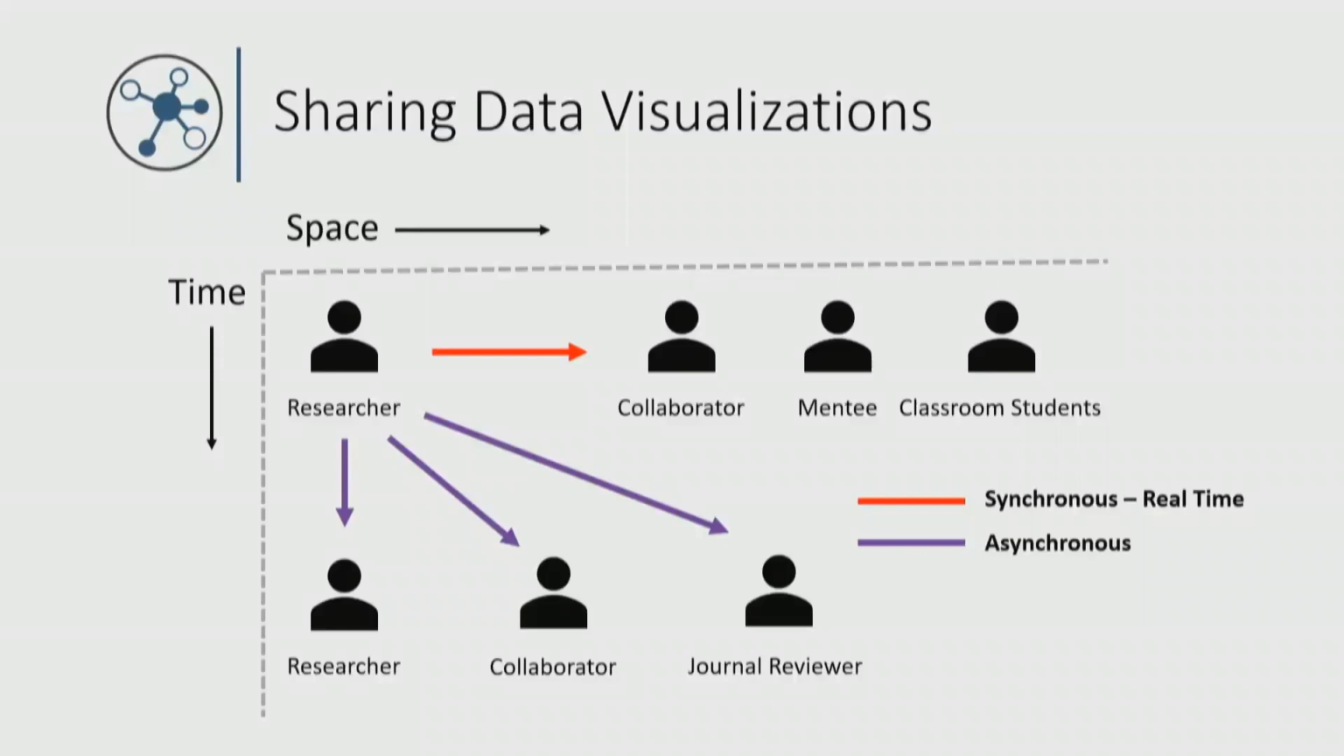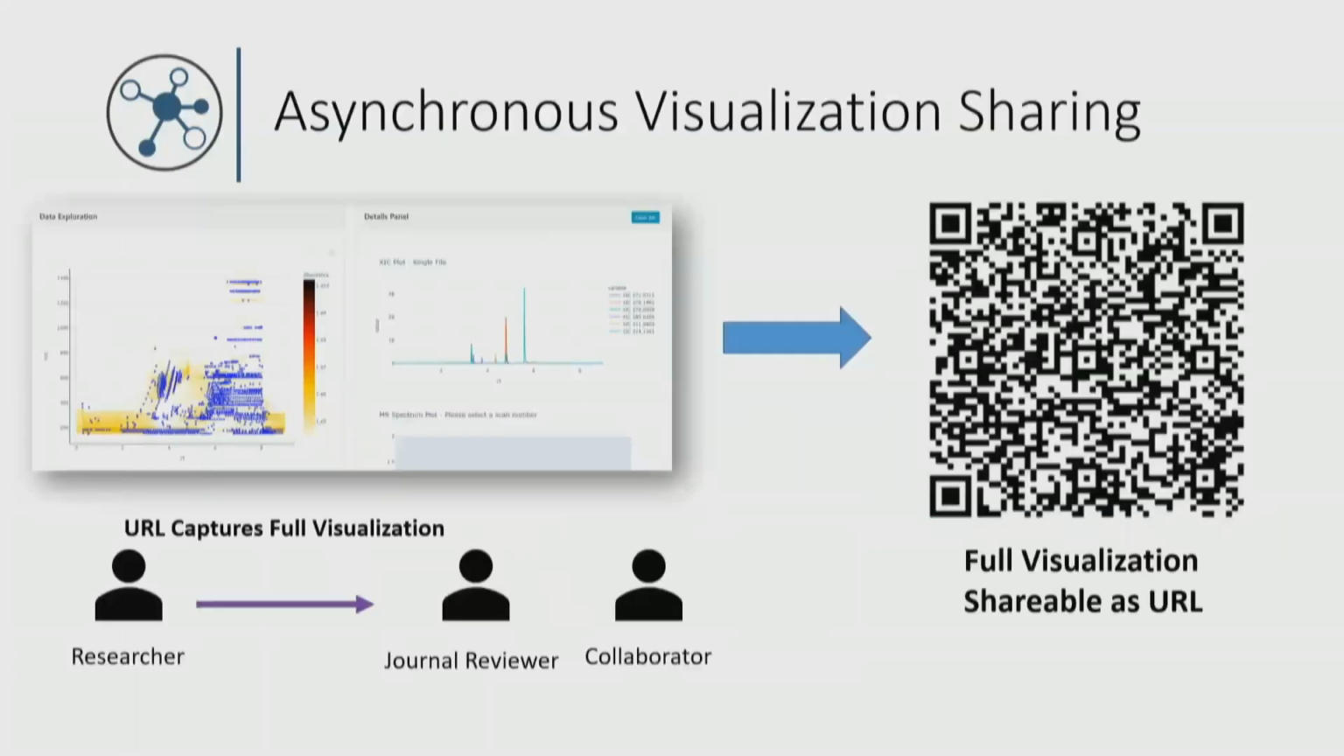And then there's other times where you want to share across time. And so this can be yourself. I don't know how many times I try to refine data that I looked at a couple months prior. So this is a service to myself. And then also with a collaborator that you want to email a link to that they can look at in their own time, as well as sharing the visualization for a journal reviewer. And so this is what we call asynchronous data sharing.